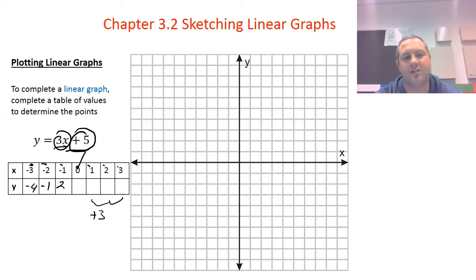Here's our 0, so that just goes in nice and easy. And you can still see it's going up by 3. So that's going to be 8. That's going to be 11. That's going to be 14. That's the cheat's way of doing it.